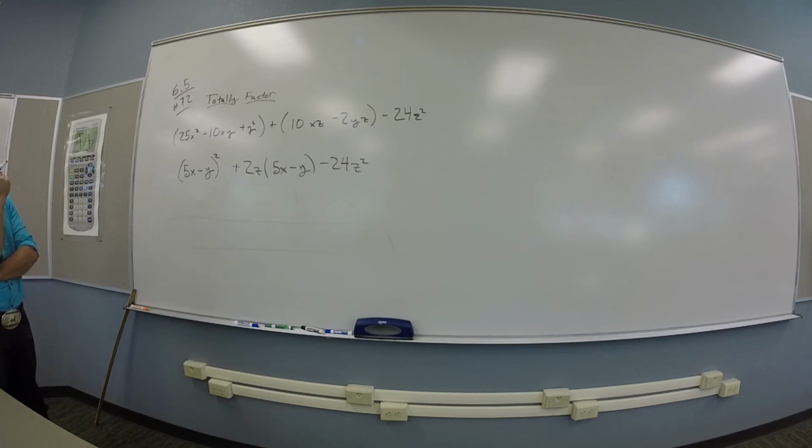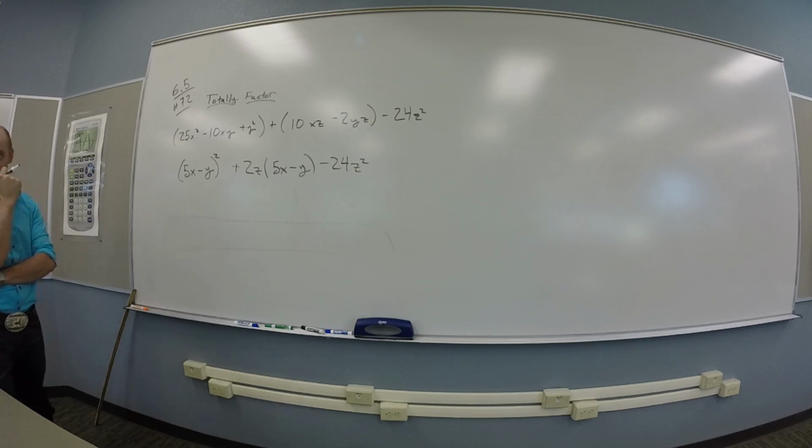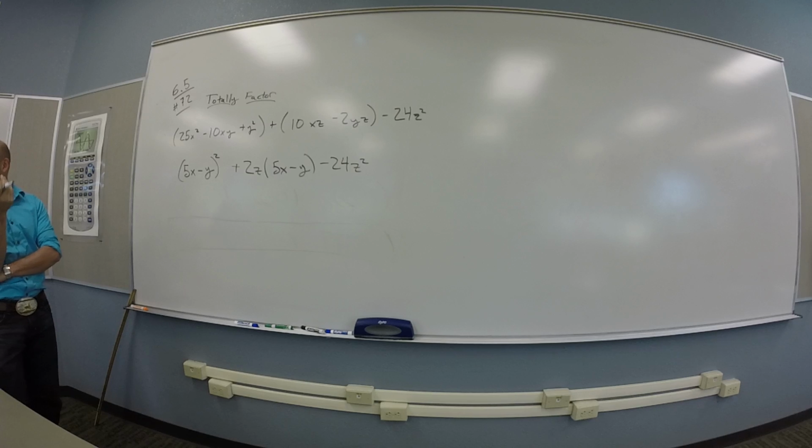How awful. You see it? What do you see? You can't put the 5x minus y squared with the 2z times 5x minus y. I can't combine those. You shouldn't have factored the... I've got to factor some more, right? How do I factor some more?